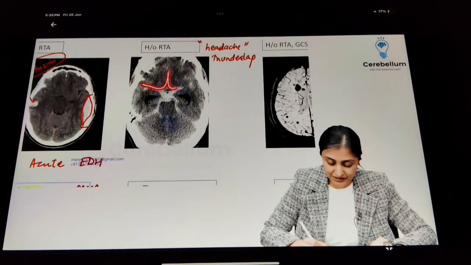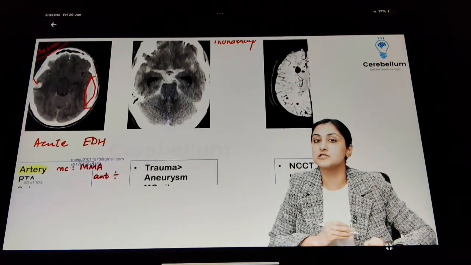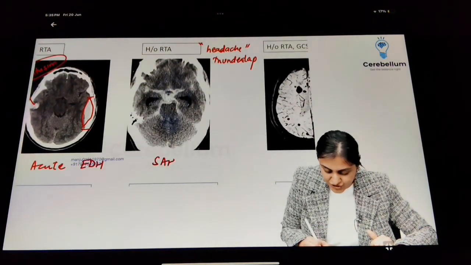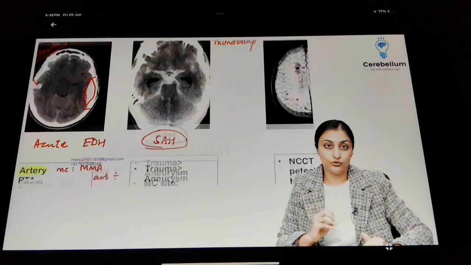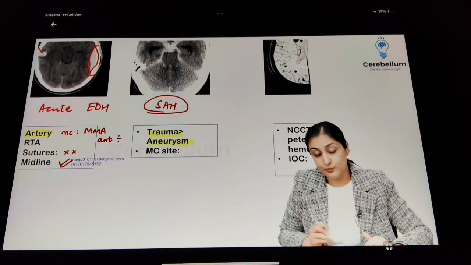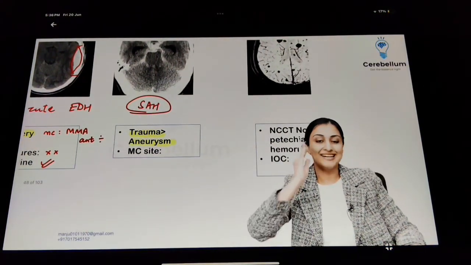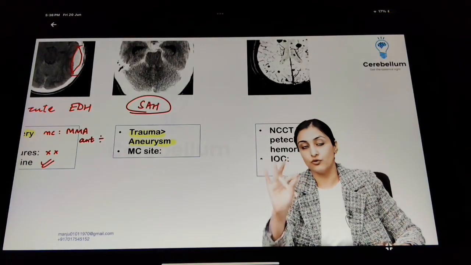So what you see here is a star. Right? These are the basilar cisterns which are having blood. So this is SAH, standing for subarachnoid hemorrhage. So overall, the most common cause of SAH is indeed trauma. That is more common than aneurysmal rupture. The most common cause of spontaneous SAH obviously is aneurysmal bleed, but overall trauma is more common.